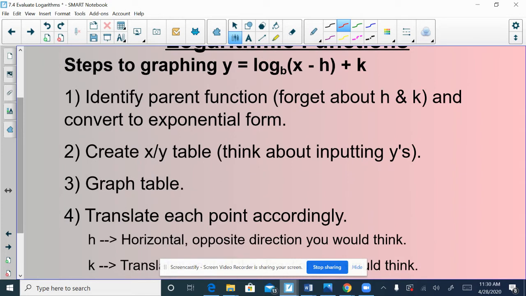The first thing you're going to want to do is identify the parent function. When I say identify the parent function, essentially what you are doing is getting rid of the h and k. So if you were to get rid of the h and k, let's just pretend here, I'll put it back in a second, you'd have y equals log base b of x. Whatever that b is, if it's 2 or 3 or 5 or whatever the number happens to be, is going to be very significant. You're just going to get rid of those h and k. So b is the number that you're keeping. The other thing you're going to need to do is convert it into exponential form. And I will show you that on the next slide when we actually take a look at an example.